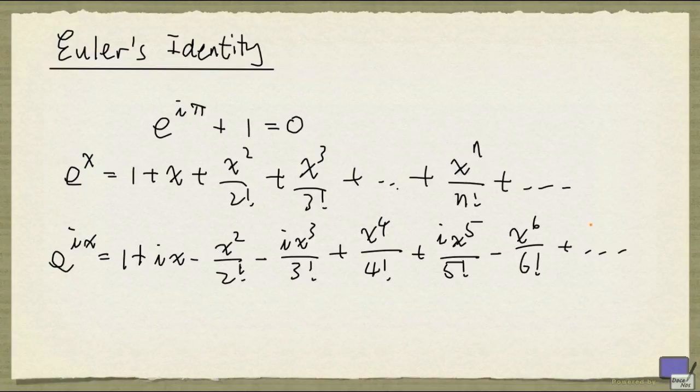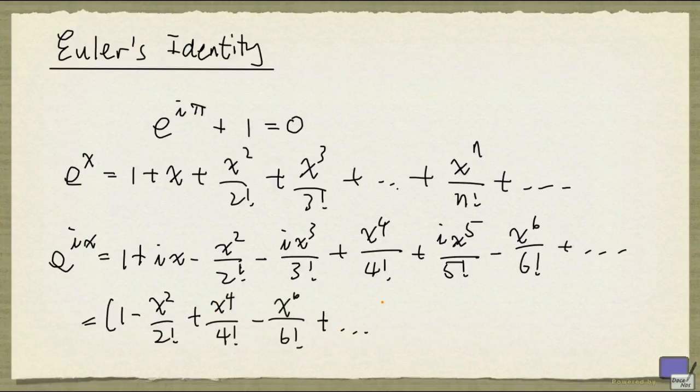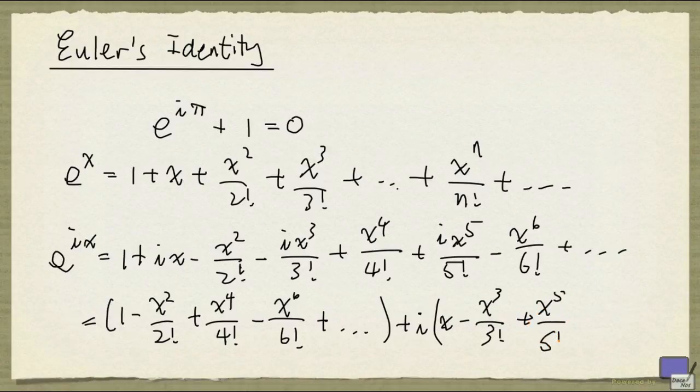and so on. And now you can write this as 1 minus x squared divided by 2 factorial plus and so on, and then plus i times x minus x cubed divided by 3 factorial plus x to the 5th divided by 5 factorial minus x to the 7th divided by 7 factorial and so on. And this thing here is the power series expansion of cos x, and here is the power series expansion of sine x.